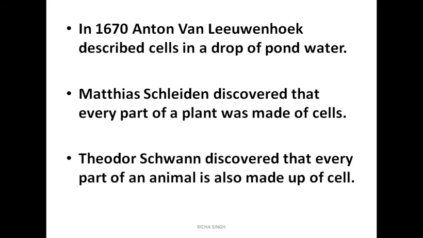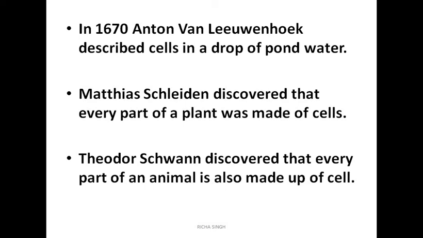Later on, in 1670, Anton van Leeuwenhoek described cells in a drop of pond water, that cells were also present in pond water. Later, Matthias Schleiden discovered that every part of a plant was made up of cells, meaning plants also contain cells. Then later, Theodor Schwann discovered that every part of an animal is also made up of cells. So, by these discoveries, finally, it was known that every living thing consists of cells.